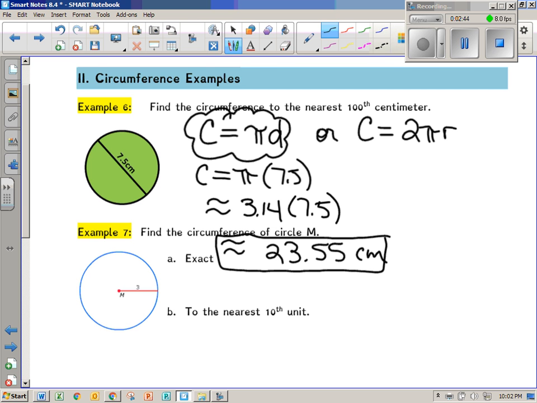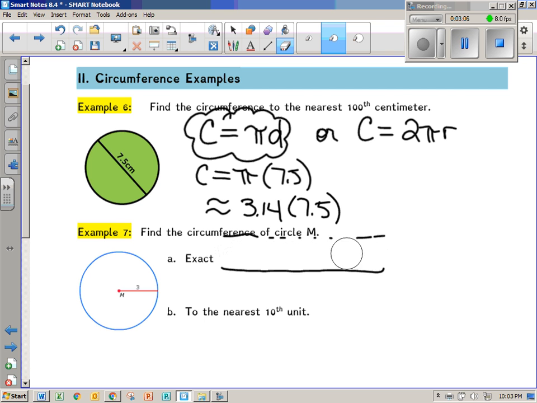And just like perimeter, circumference is a linear measurement. So you measure it with any things that you can measure with a tape measure or a ruler are linear. 23.55. That's it for circumference. Pretty easy stuff. So let me just erase this one line and we'll work on this next example.